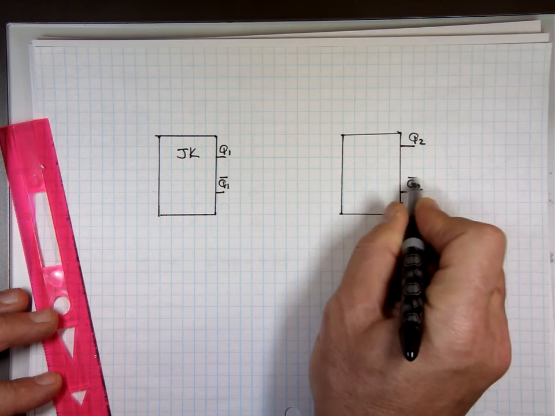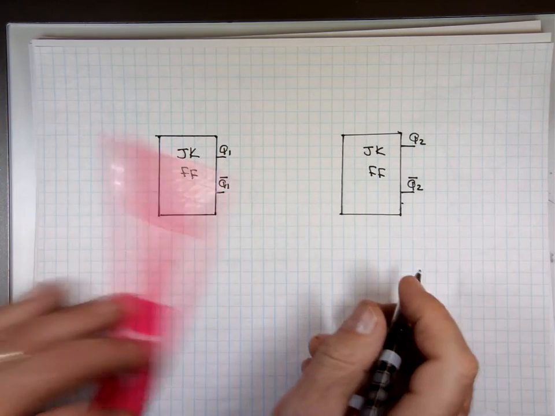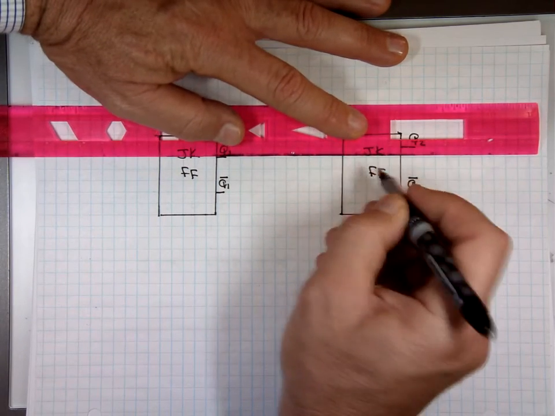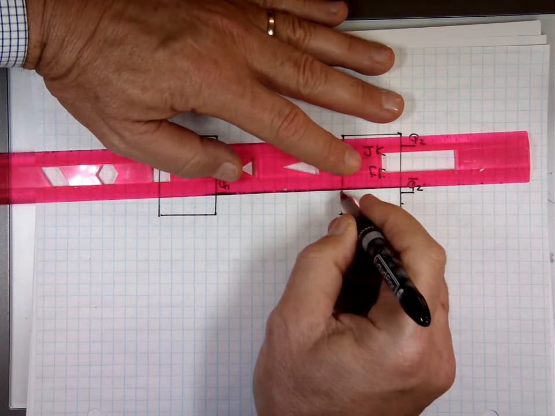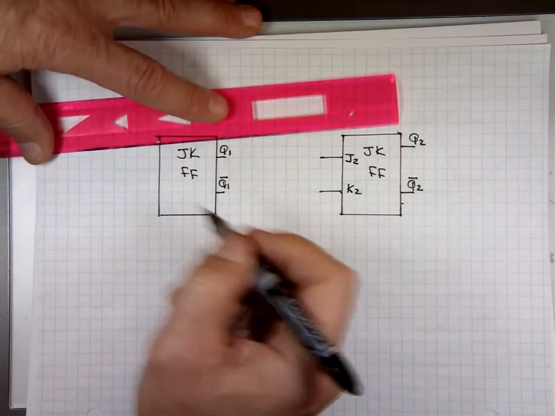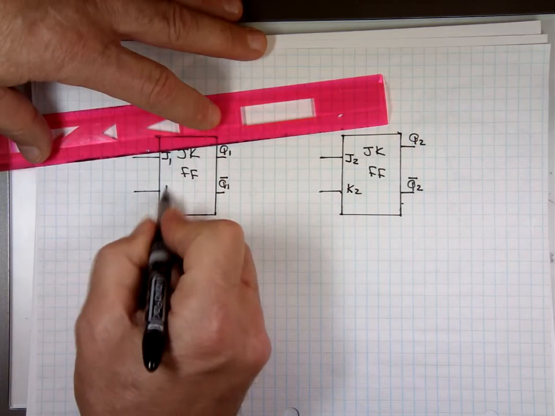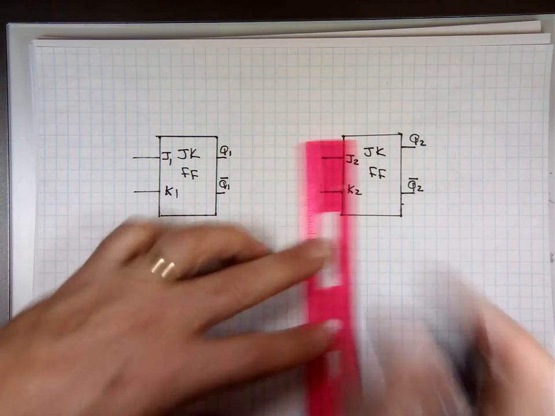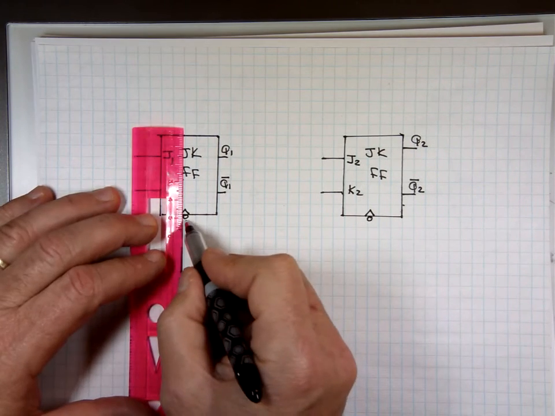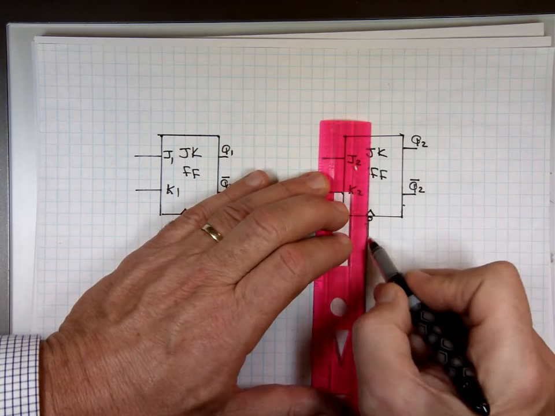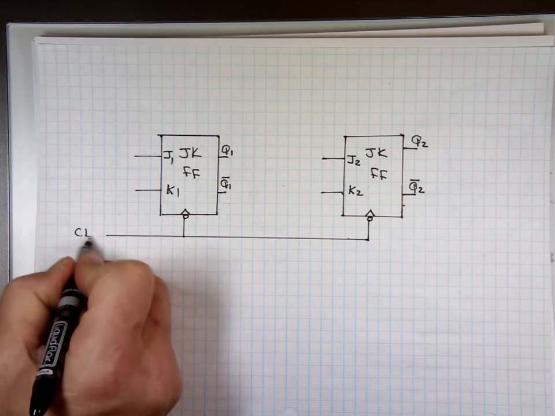JK flip-flop. This has two inputs, one is J, one is K. That's the second one, that's J2. That's K2. That's J1. That's K1. You want to synchronize and put a clock on them, go ahead. You want the clock to work on the low end of it, that's fine. On the falling edge, that's fine. That's my clock. So they go up and down at the same time.